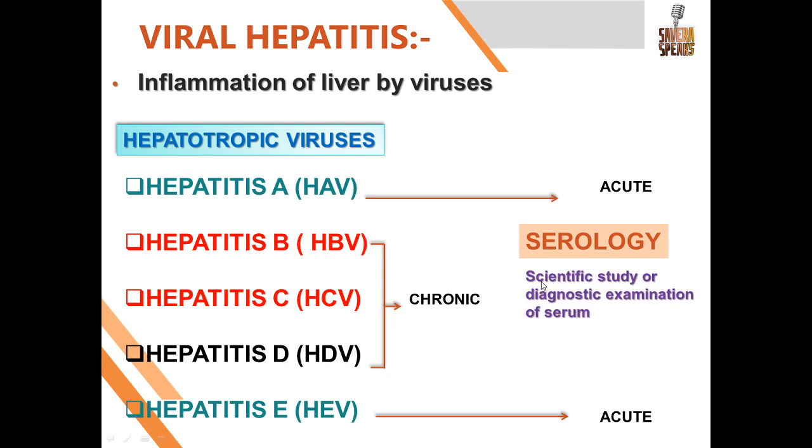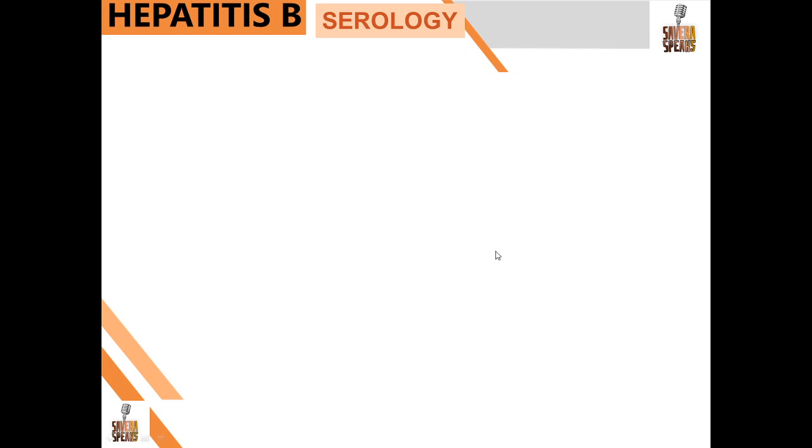Serology is a scientific study or the diagnostic examination of the serum. In this we study, measure and detect the presence and the absence of antigens and the antibodies in the serum. So in this video we'll first do the serology of chronic hepatic viruses and then we'll proceed towards the acute. So the first chronic virus is hepatitis B virus.